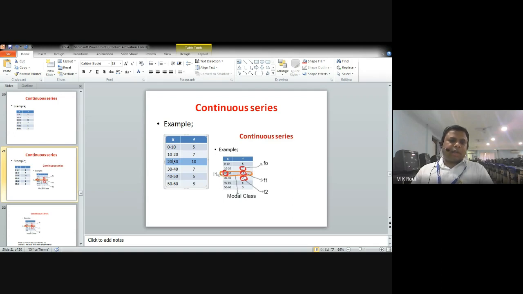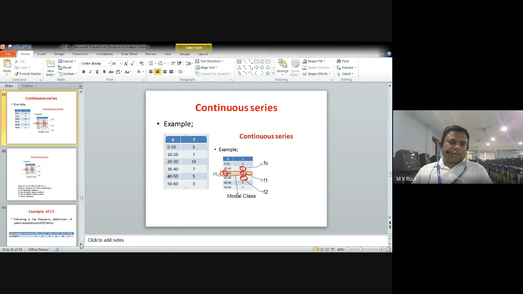In this case, L1 equals 20, and the corresponding frequency is 10, that is the value of F1, and the preceding frequency, that means 7, belongs to F0, and the succeeding frequency, that is 7, equals F2. So we have all the values: L1, F0, F1, and F2. By getting all the values, you can put them in the formula.